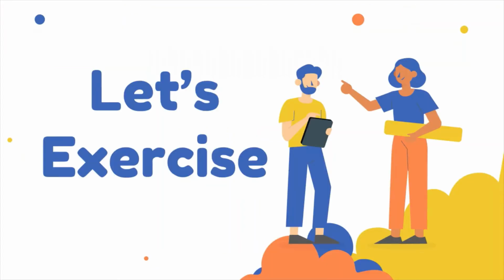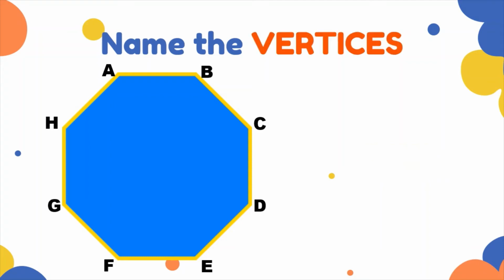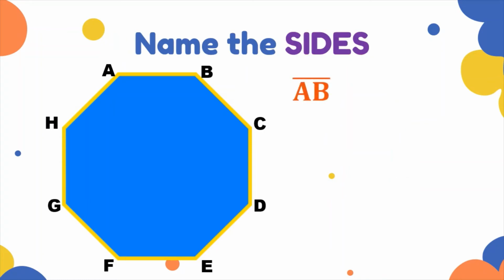Okay? So, let's exercise. We have here, name of the polygon is octagon. A, B, C, D, E, F, G, H. Kasi octagon siya. 8 sides and 8 vertex, 8 angles. Okay, next, name the vertices. Point A, point B, point C, point D, point E, point F, point G, and point H. Name the sides.